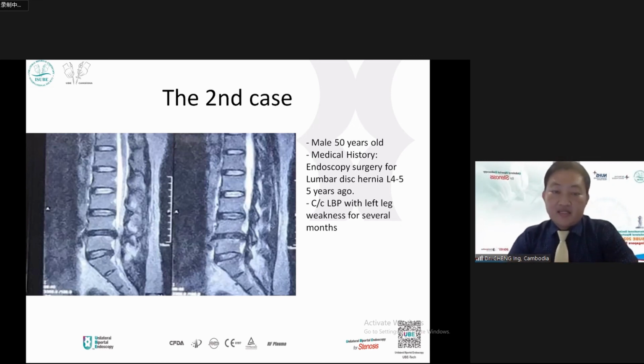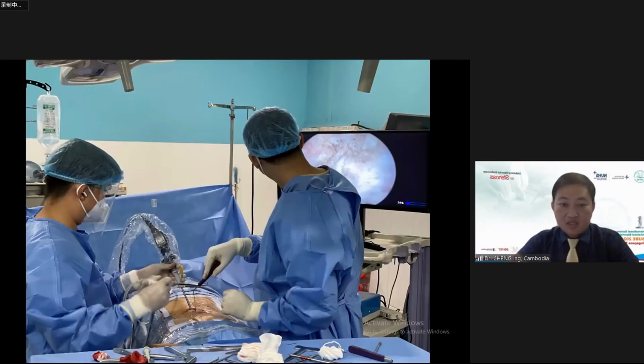My second case was a recurrent lumbar disc hernia at L4-5, a male, 50 years old. He had previously had endoscopic spine surgery for lumbar disc hernia at L4-5 5 years ago in Thailand. He complained of lumbar back pain with left leg weakness for several months. This is my second case.